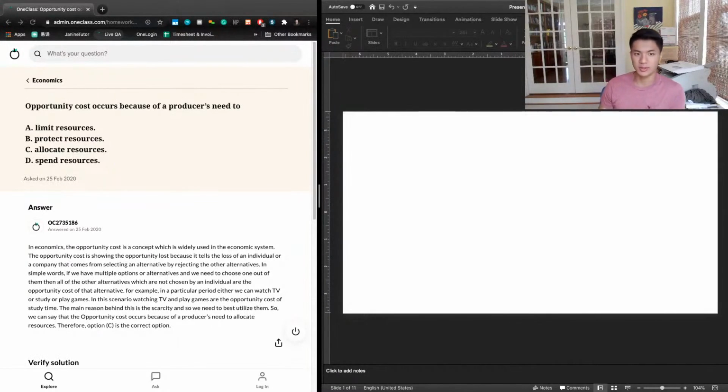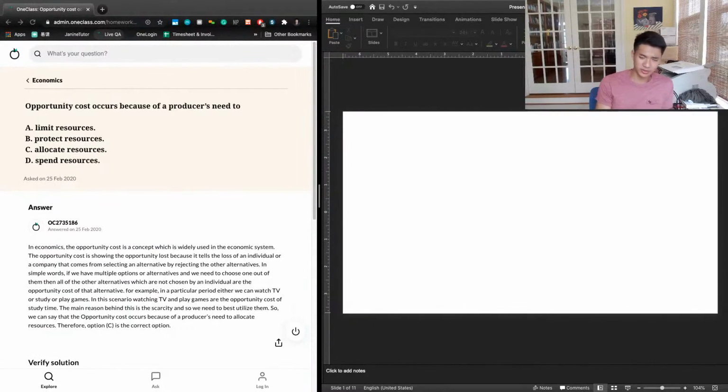B says protect resources, but a producer's aim is not to protect the resources from being used. They want to use the resources, they just don't know how to use those resources in the best possible way. C says allocate resources, and that's exactly right. A producer faces limited resources, and they have to decide, where do I want to allocate these limited resources to produce goods? So C looks like a good answer. And finally, D, producers need to spend resources, and producers want to spend resources, but opportunity cost is not the driver for that want. The driver for that want is just a profit motivation. So it's not really going to be a need to spend resources that we're looking at. So C is going to be the best answer here.